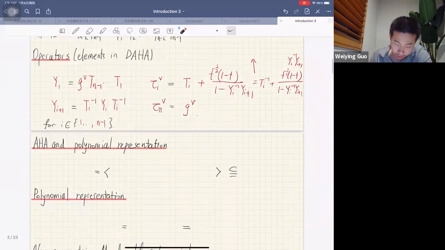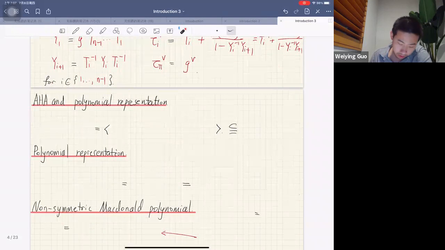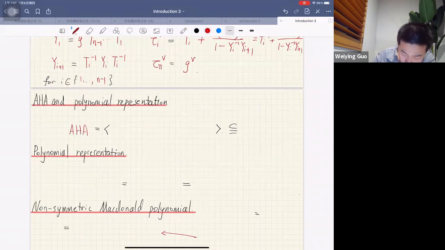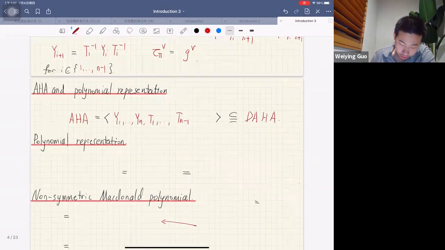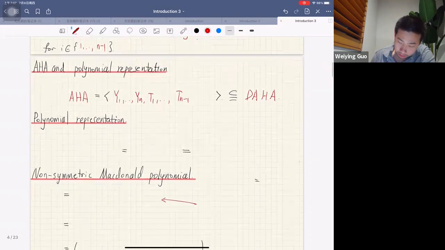Anyway, one of the important subalgebras inside of DAHA is called the affine Hecke algebra, which we denote as AHA. It is generated by y1 to yn and t1 to tn minus 1. So it's a subalgebra of the double affine Hecke algebra. This will play an important role when we define the polynomial representation of the double affine Hecke algebra.